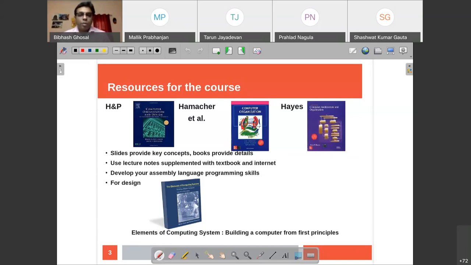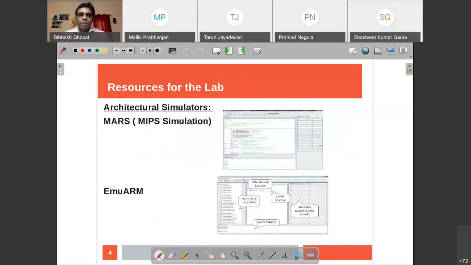For designing, we will be using, again, a very beautiful book, which is called The Elements of Computing Systems: Building a Computer from First Principles. The book is available in the form of an ebook as well. But most importantly, what we will be using this book for is in the lab. This is what we will be using in our lab. We will use two simulators. The first one is a simulator for simulating instructions written for the MIPS architecture.